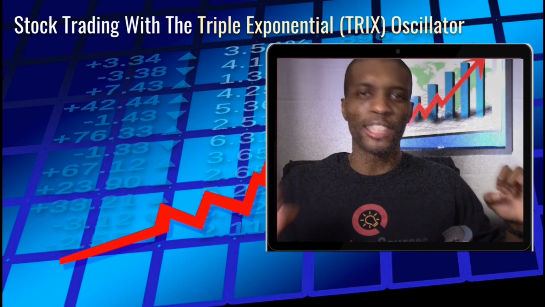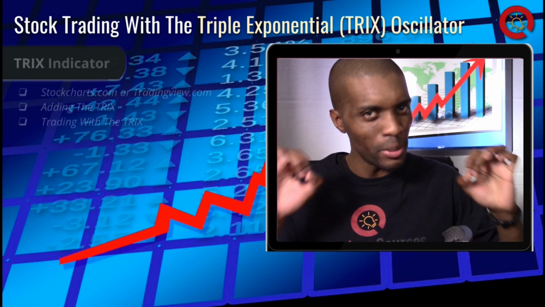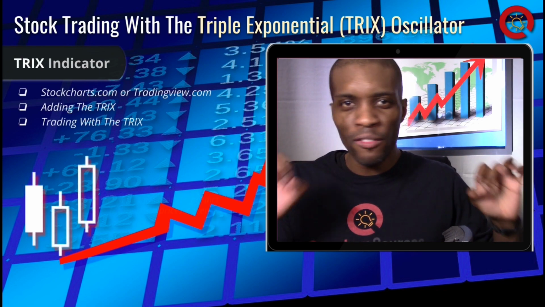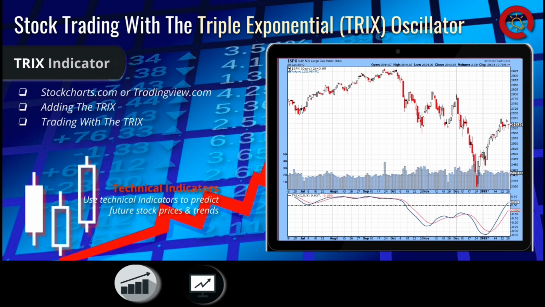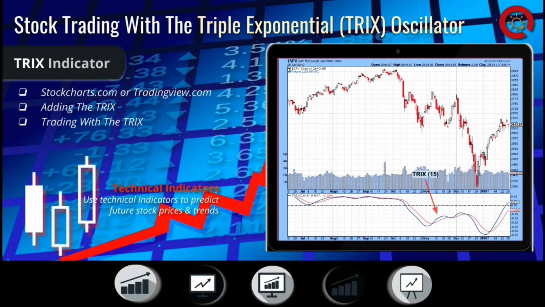So now let's take a look at the Trix, also known as the triple exponential indicator. The Trix is another type of oscillator which uses the stock's exponential moving average. The Trix momentum indicator shows the percentage rate of change of a triple exponentially smooth moving average of the stock's closing price. The Trix can be used in several ways, but is mainly used for trend analysis.